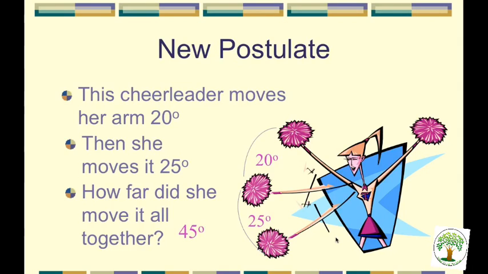45 degrees, okay? I hope this makes sense that if we take an angle and add it to another angle, it's just the sum of the two. That's the angle addition postulate: the sum of the measures of the non-overlapping parts equals the whole, just like the segment addition postulate.